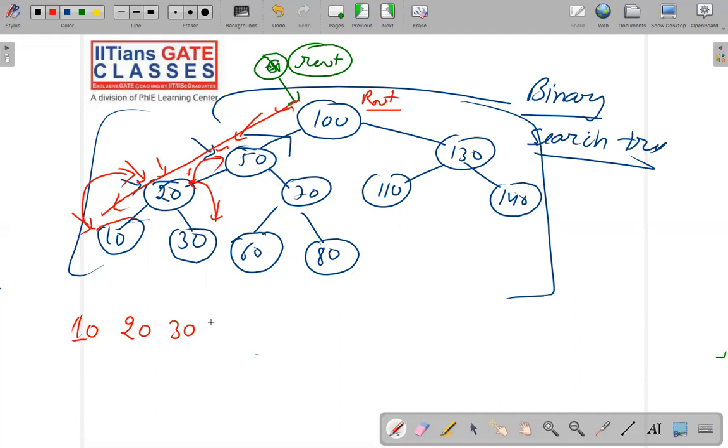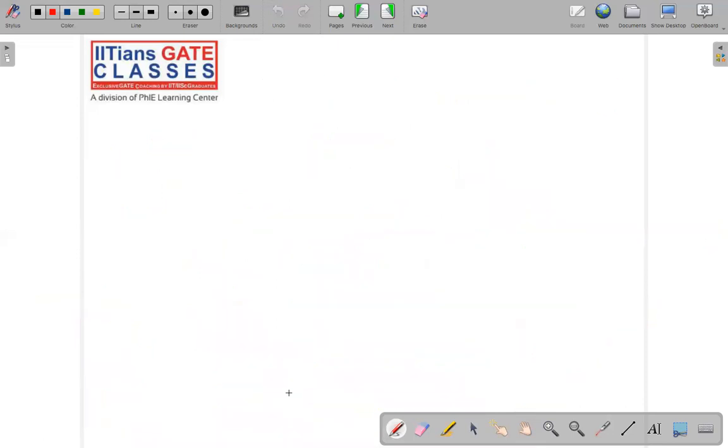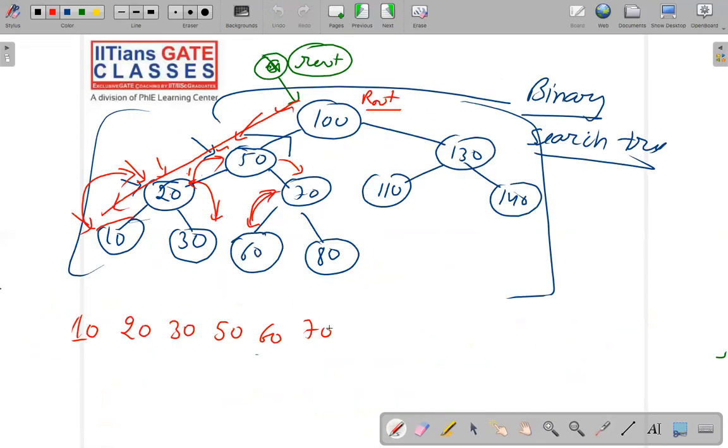Then we are going to 50. So we'll print 50 here. In a similar fashion, we will go to 70. Then we will go to 60 and we will print 60. Once we come back from 60, we will print 70. See, once we come back from the left subtree, this is the left subtree, we are printing the current node. Then we are printing the right subtree. So this is the order. Go to the left subtree, print all the nodes, then print the current node, and then go to the right subtree. That is our scenario here.